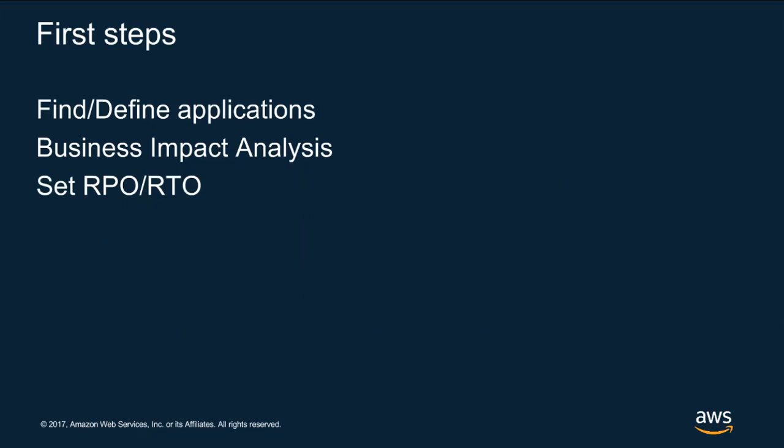The first phase of discovery is pretty straightforward. You need to identify the applications that you want to protect and define what protection looks like for those applications. It's helpful to do a business impact analysis to determine what disaster recovery is really worth to your business for that application, and to give you an idea of what cost targets you want to work within. Then based on that, you should set recovery point and recovery time objectives. So let's spend a minute talking about RPO and RTO.